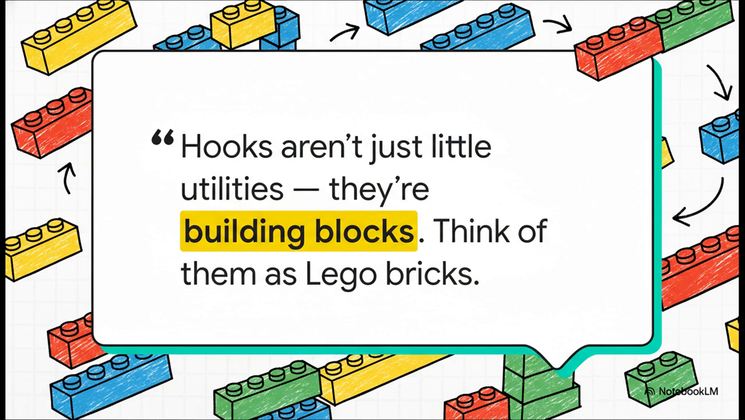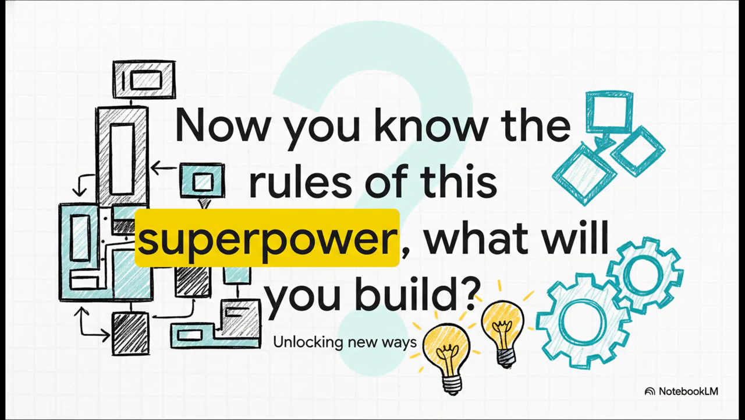We're taking these small, reusable, understandable pieces of logic and just snapping them together to build complex and really reliable user interfaces. The real power of hooks isn't just about cleaning up your code. It's about unlocking brand new ways to structure it, to share logic, in ways that were really difficult or even impossible before. So the only question left is, now that you know the rules of this superpower, what are you going to build first?